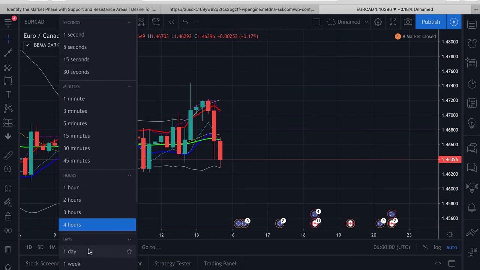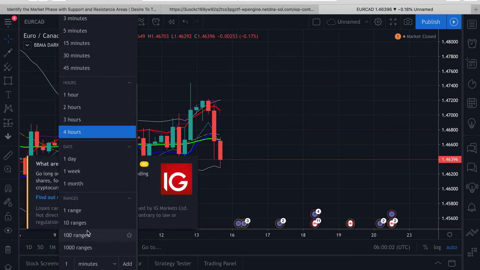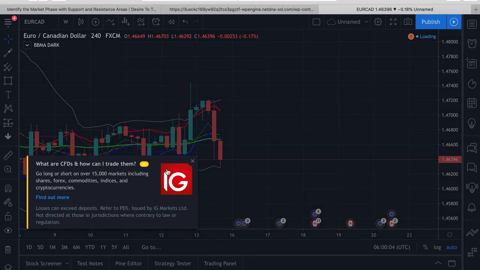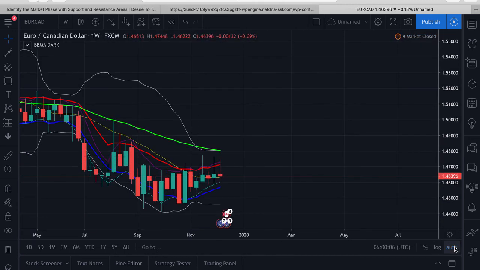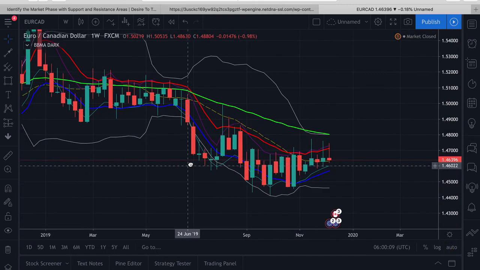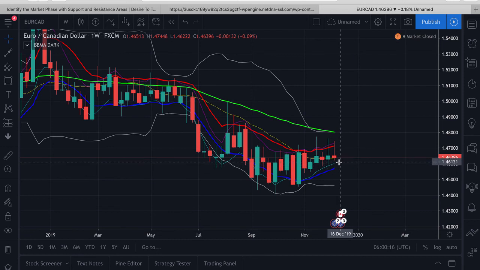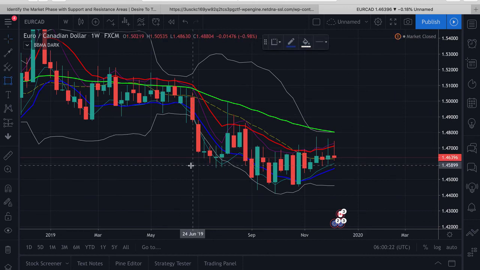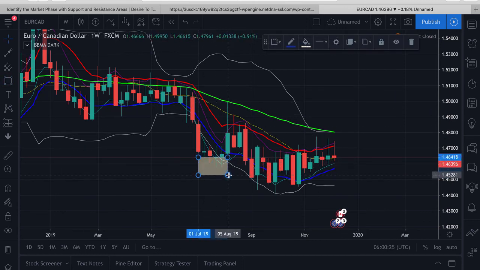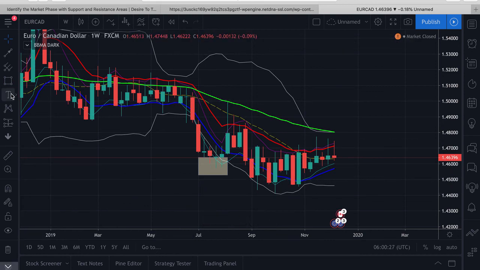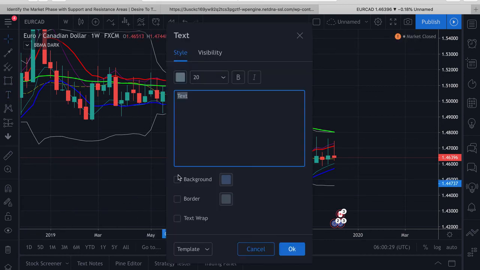Okay, Euro CAD, we start from weekly. Our Euro CAD weekly, price is at the re-entry buy. Okay, why is this a re-entry buy? If you look here, this is an extreme buy, right? Extreme buy. Let me just label it.